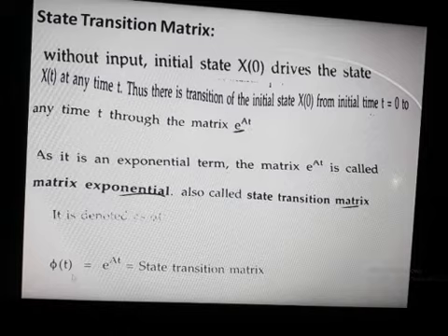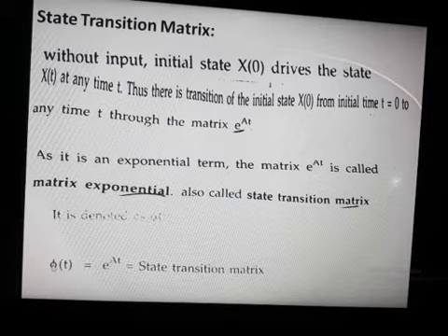We can denote this state transition matrix with the help of this phi of t. Then finally phi of t is equal to e power At.